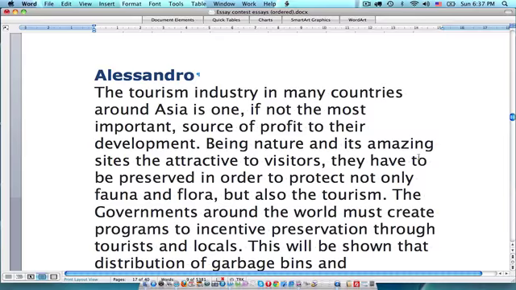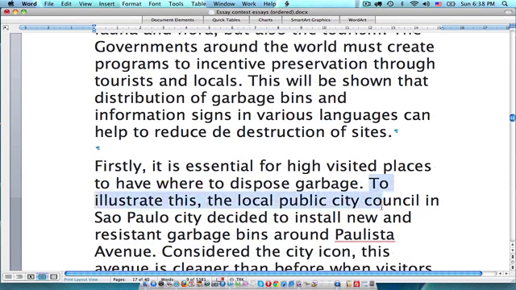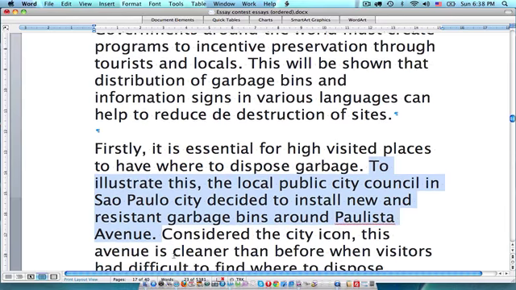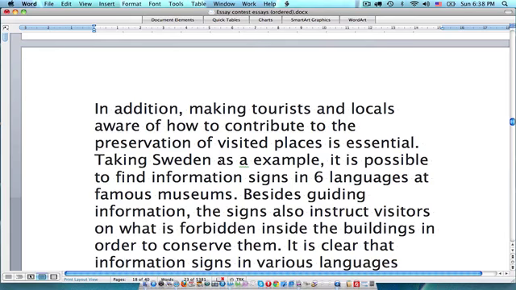Okay, Alessandro, you were also very strong in that you shared specific examples. So let's take a look here. "To illustrate this, the local public city council in Sao Paulo City decided to install new and resistant garbage bins around Paulista Avenue." Okay, good. So very specific, hard to counter that. Let's see the second example. "Taking Sweden as an example, it is possible to find information signs in 6 languages at famous museums." Okay, so again, very specific.